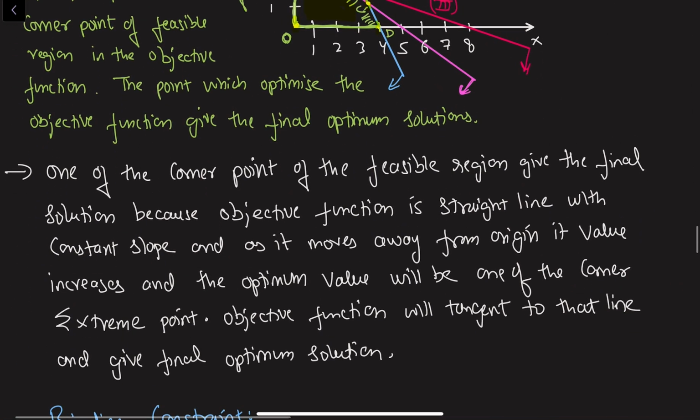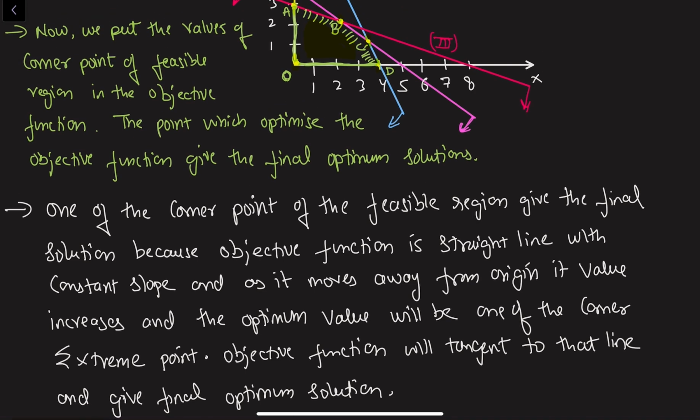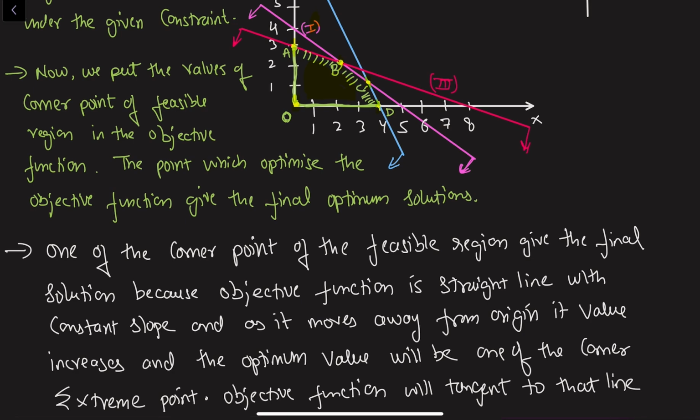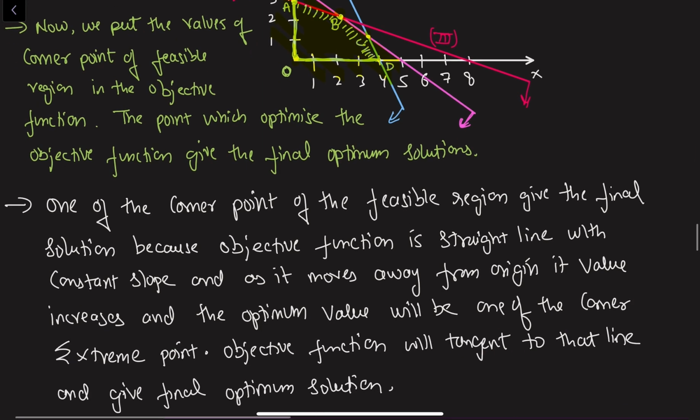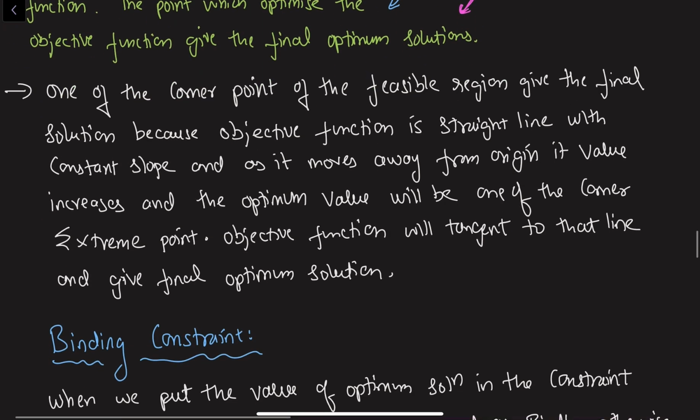Okay. So one of the corner points of the feasible region gave the final solution, because the objective function is a straight line with a constant slope. As it moves away from the region, its value increases, and the optimum value will be at one of the extreme corner points, where the objective function will be tangent to the region to give the final optimum solution. So our objective function is nothing but a linear function, or a straight line. As you move your objective function across this feasible region, you will get the maximum point, and B is the point where you will get your optimum solution.